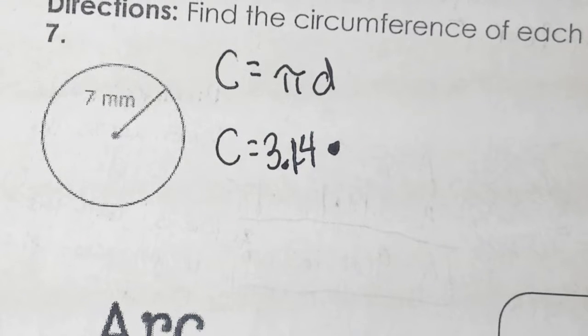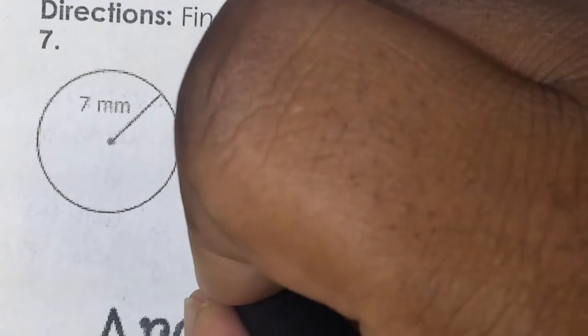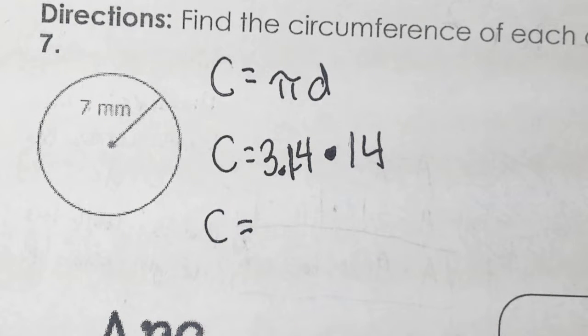3.14 times 14. Circumference equals what, Bobby? Put it in the calculator, man. Let's go. Say it one more time. It ain't that no more. 3.9. Oh, yeah.